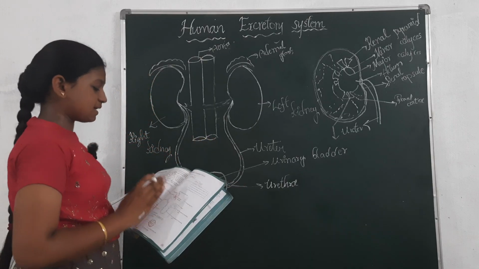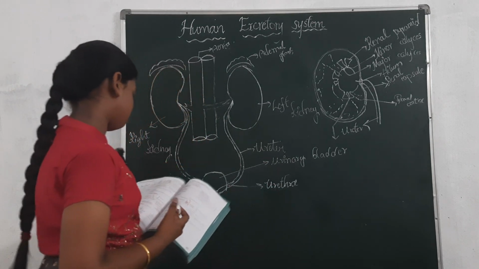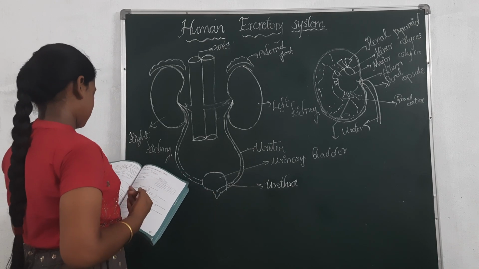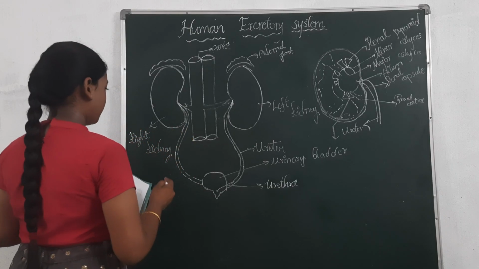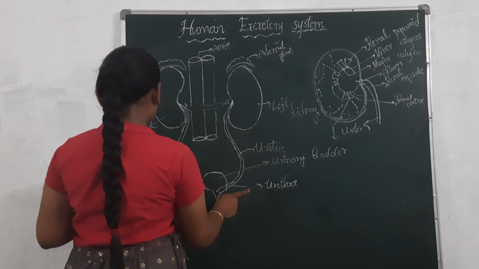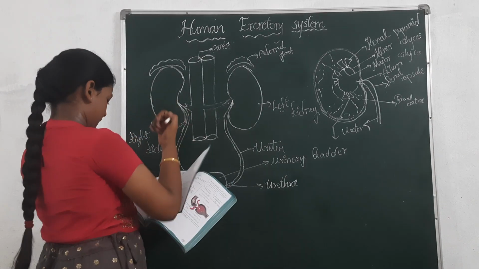Now I will discuss everything separately, type by type. First, what are the parts of the excretory system? One pair of kidneys, one pair of ureters, one urinary bladder and one urethra. First of all, we will discuss the kidney.